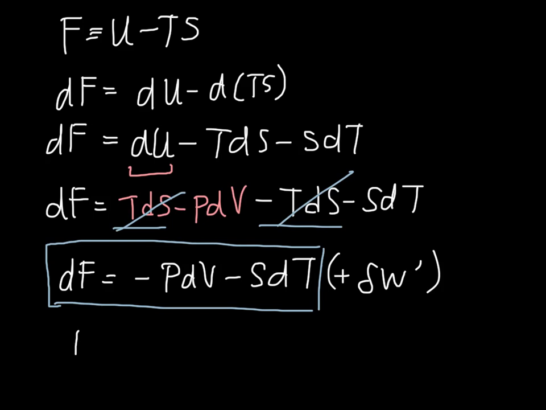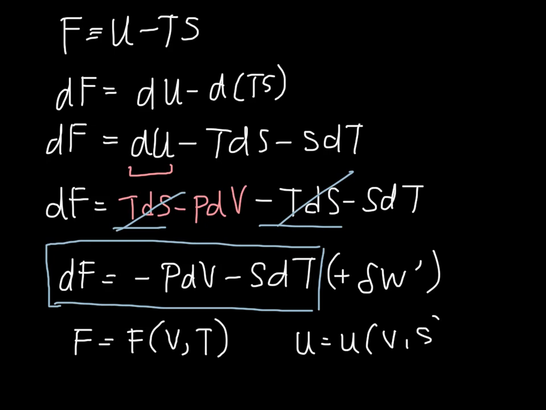We can see from this that F is a function of V and T. So you'll notice that we had U, which was a function of V and S, basically, and so we've managed to switch from S to T. And the way we did that was by subtracting off this pair. If you have an isothermal process, this term here goes to 0, and dF is just equal to minus PdV plus any other work, and so sometimes the Helmholtz free energy is called the work function.